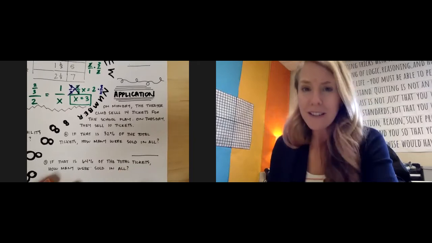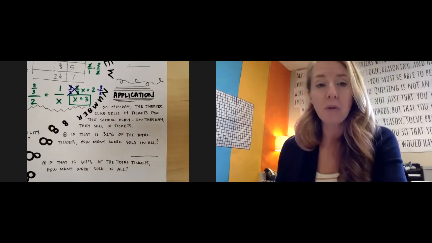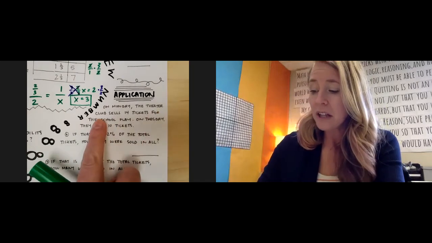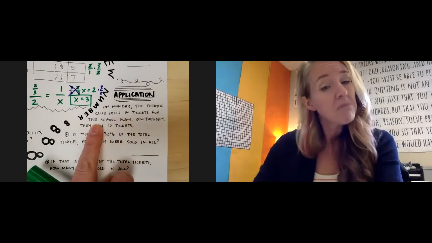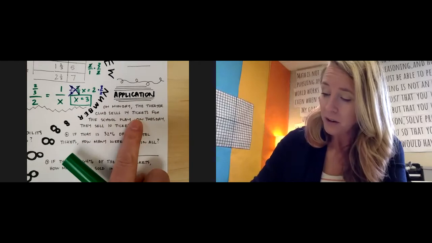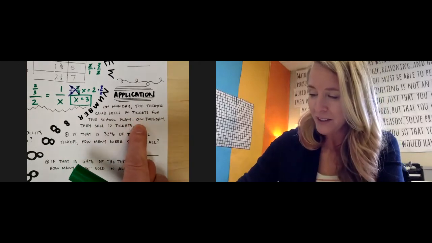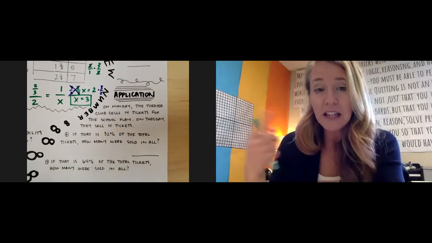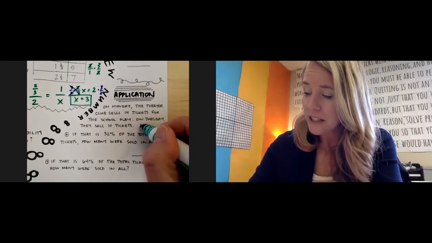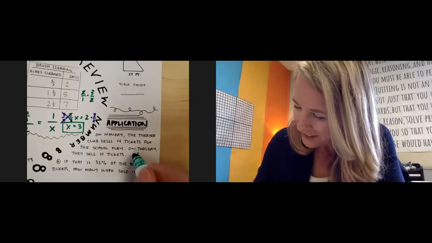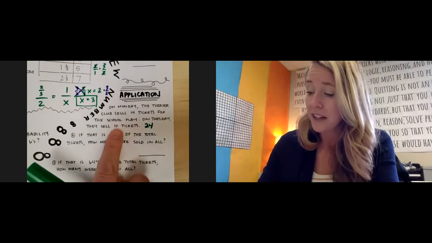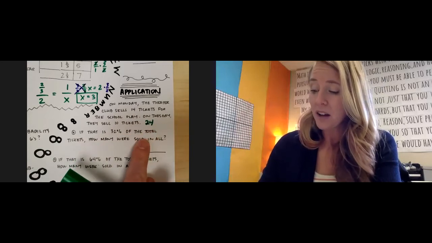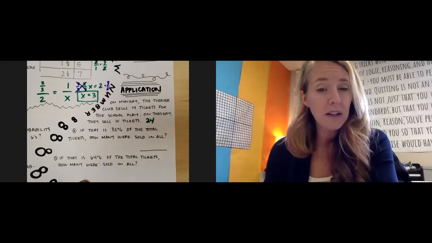Next up is application. We know lots of things in math, right? But we need to be able to apply those things to understanding. So this one said, on Monday, the theater club sells 14 tickets for the school play. Not bad. On Tuesday, they're going to get 10 more tickets sold. So altogether, how many is that? Well, that's 14 tickets. Oh, sorry, 24 tickets. I was thinking it said 4 for a second. So if that is 32% of the total tickets, how many were sold in all?